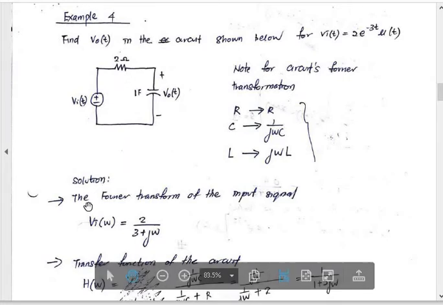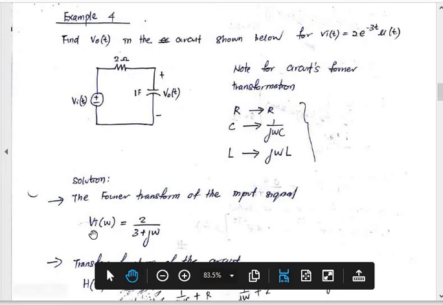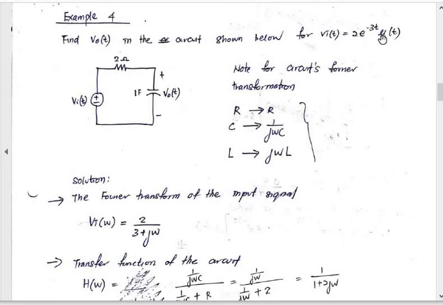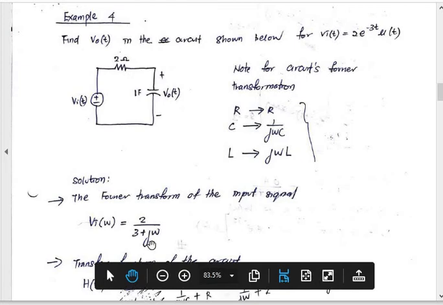Now, the Fourier transform of the input signal. We have the input signal V in, right? The input V in(t) is 2 e to the negative 3t u(t). Using the Fourier transform pair, you can find V in(omega) is 2 over 3 plus j omega.